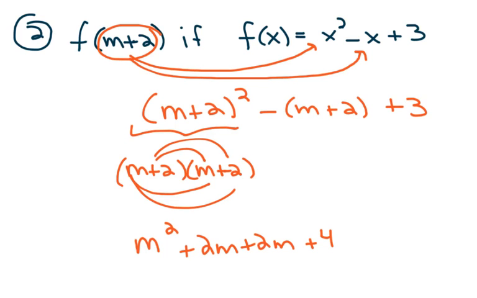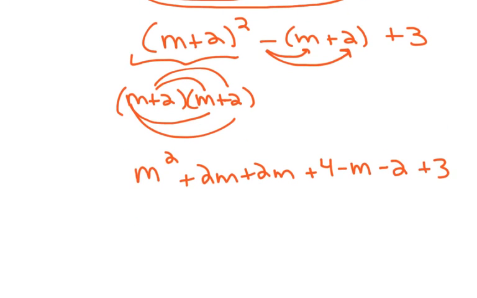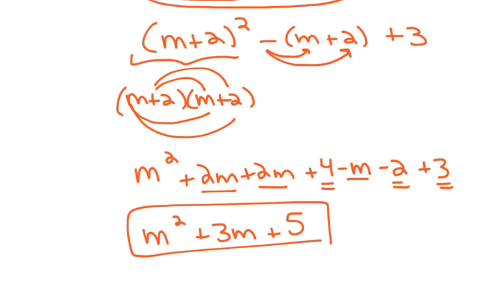The next part of the problem, you're going to distribute the negative. It's really the same as multiplying everything in the parentheses by -1. So you'll get negative m and negative 2. And we don't want to forget about that plus 3 at the very end. Well, now that we've squared m plus 2 and we've distributed the negative, now we want to combine our like terms. There's nothing to combine with m squared. There are 3 m's, so 2m plus 2m minus m is 3m. And then 4 minus 2 is 2, plus 3 is 5. And that's where m squared plus 3m plus 5 comes from.